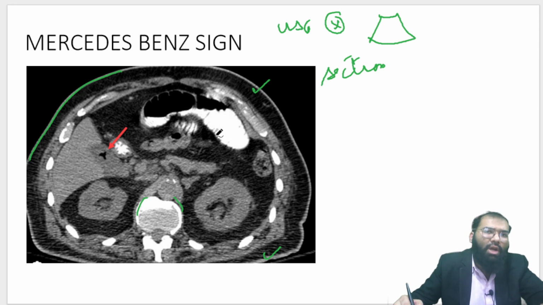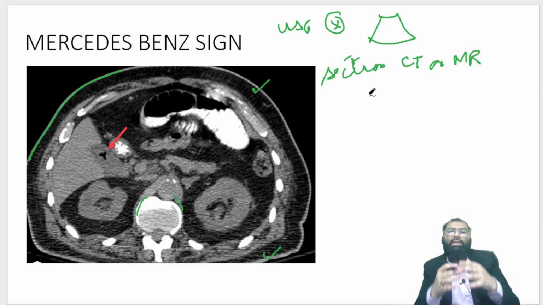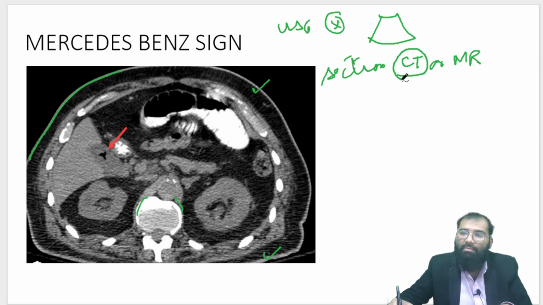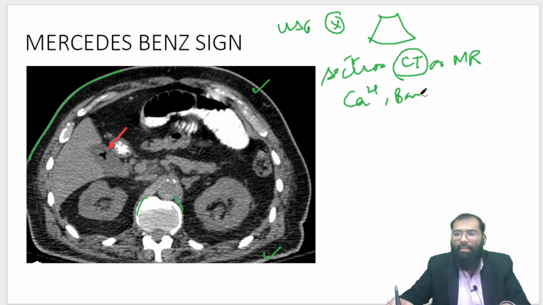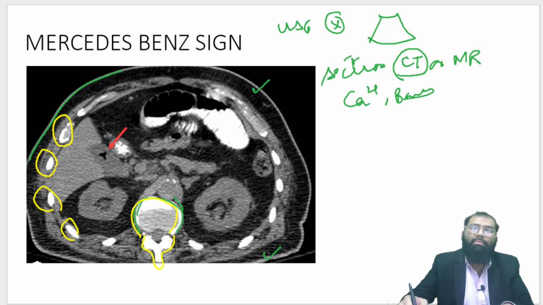So when it comes to cross section, this is either CT or MR. Now you have to differentiate whether this is CT or MR. In initial slides, if you remember, I have told you that on CT, as it is based on the principle of X-rays, you see calcification and bones are bright. So here, can you see this bone? These are the ribs. The ribs are all bright. The vertebral bone is also bright. That means what investigation is this? This is CT scan.